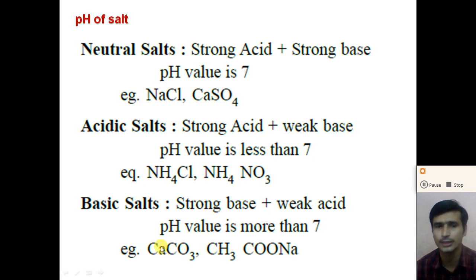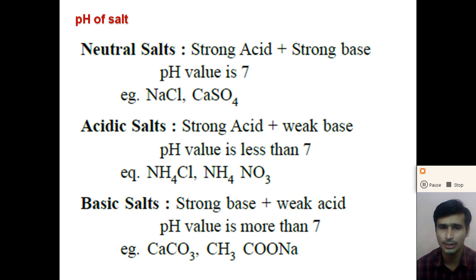So the third one is the basic salt, right? What is the basic salt? Yes, you can understand clearly. When a strong base reacts with a weak acid, the salt formed is basic in nature. So this type of salt is called the basic salt, and the pH value of the basic salt is more than 7, right?